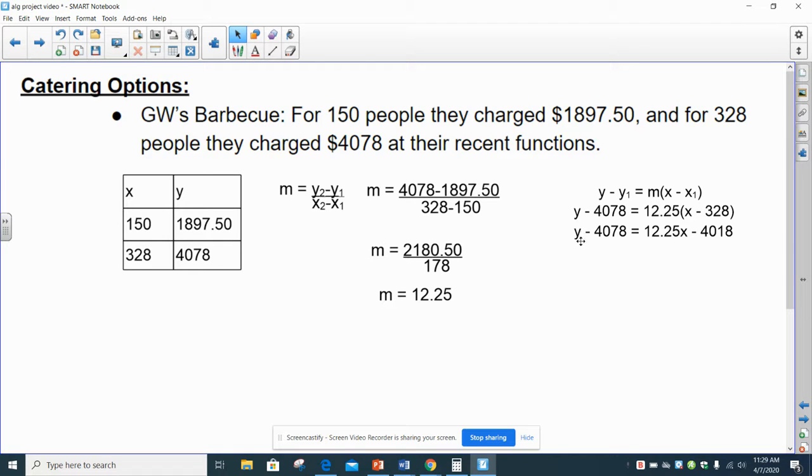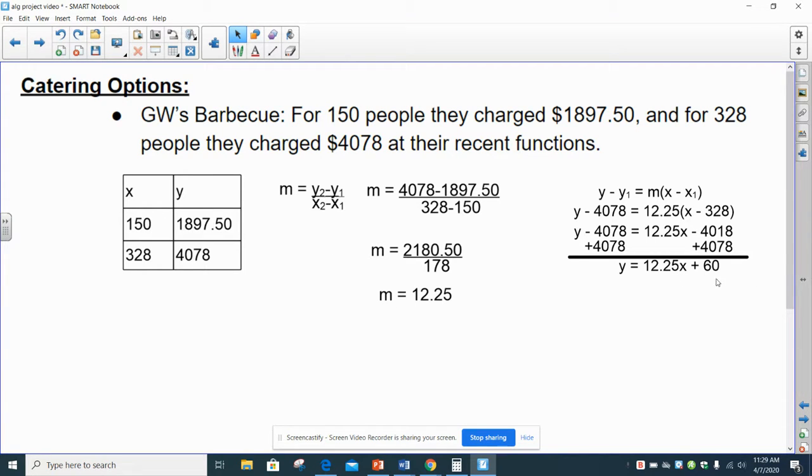Okay, now I want to get y by itself. So what I'm going to do is add 4078 to both sides of my equation. That will cancel these out right here, leaving me just y equals 12.25x drops down. And this, when you subtract it out, gives me a positive 60. So now my equation for GW's barbecue is y equals 12.25x plus 60. Okay, so now I have my equation.